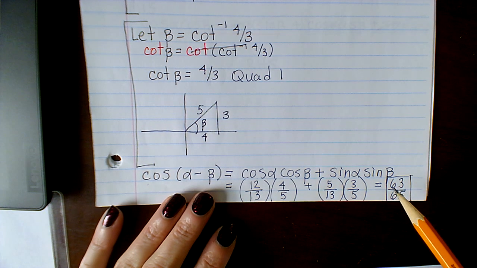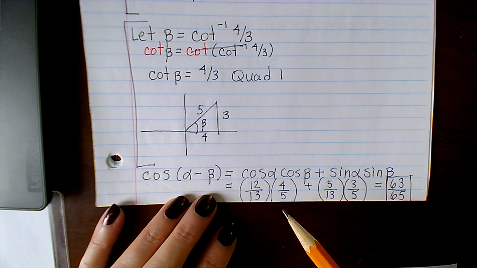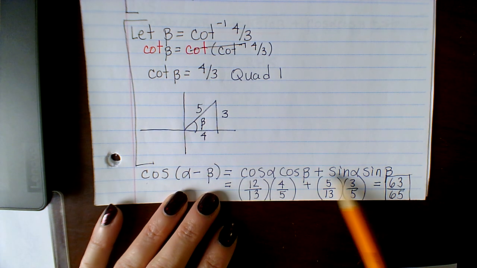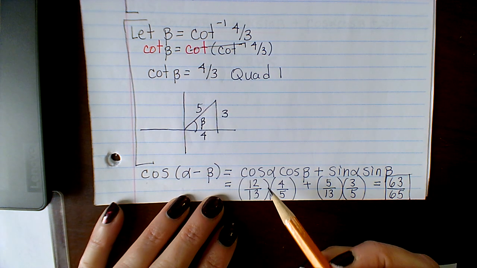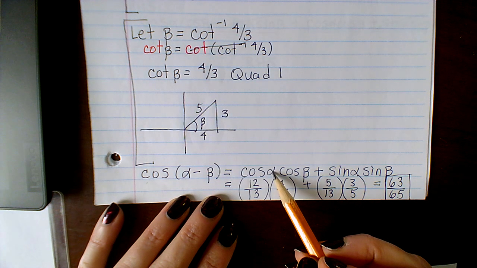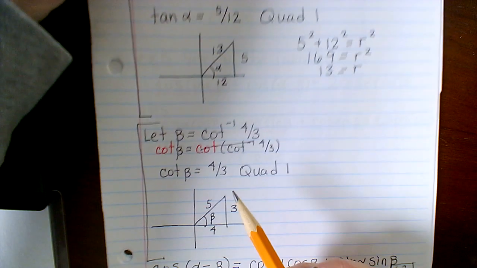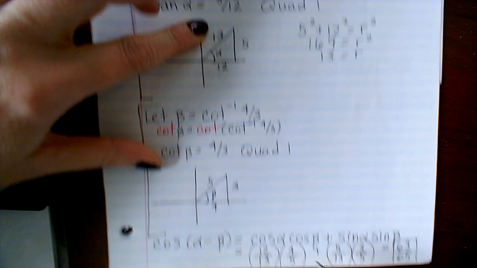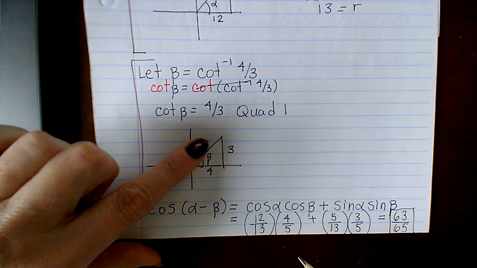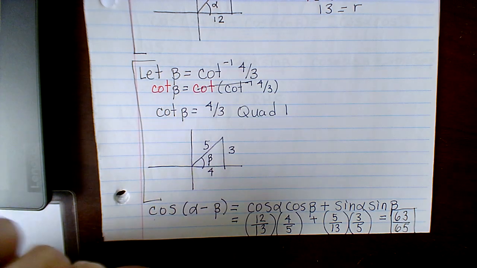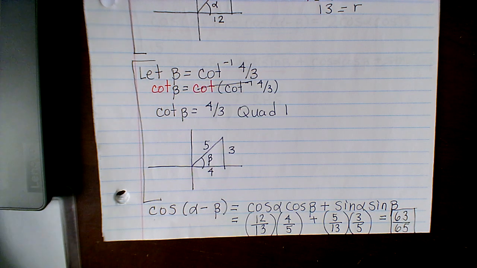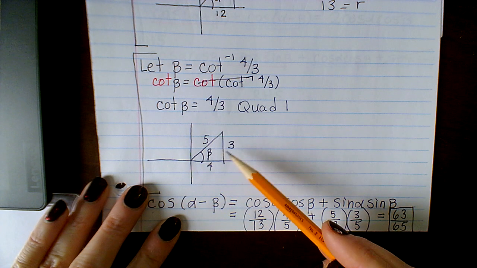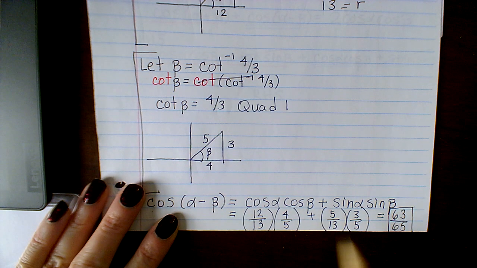Using the formula for the difference of the cosine function here, we get cosine alpha, cosine beta, plus sine alpha, sine beta. This is the formula from your formula sheet. Then I just have to go back to those triangles and find cosine alpha. So I'm going to go up here to the alpha triangle. Cosine is adjacent over hypotenuse. Cosine beta, adjacent over hypotenuse, using the beta triangle. Sine alpha, and use the alpha triangle, it's opposite over hypotenuse, and then sine beta, use the beta triangle, opposite over hypotenuse.